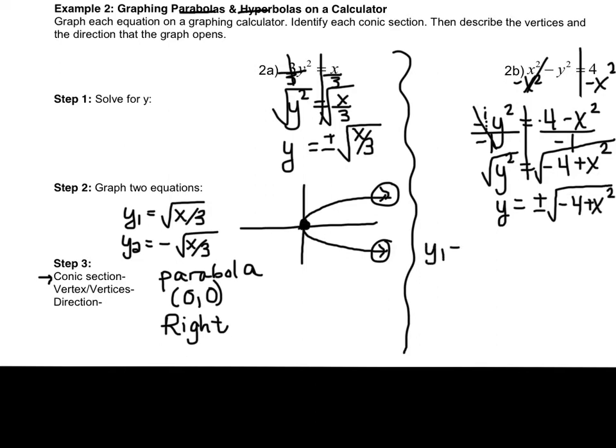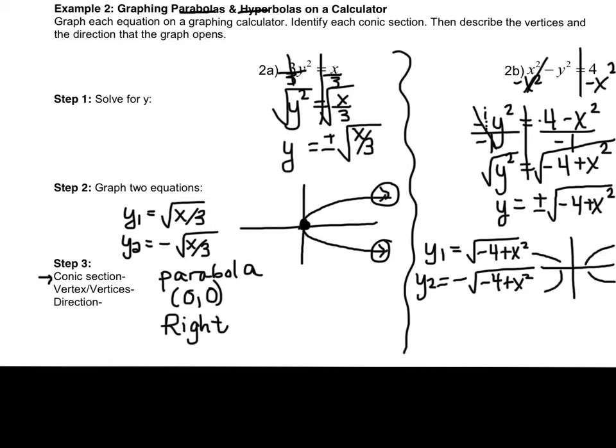So into y1, we'll put positive the square root of negative 4 plus x squared. That should be a plus x squared. And into y2, we'll put negative the square root of negative 4 plus x squared. Don't try to flip the signs underneath the square root sign. The only one you make negative is just on the outside. So we will hit zoom 5, look at the graph, and this time you'll see something like that, and then that. So since there's two U-shapes, this is a hyperbola.